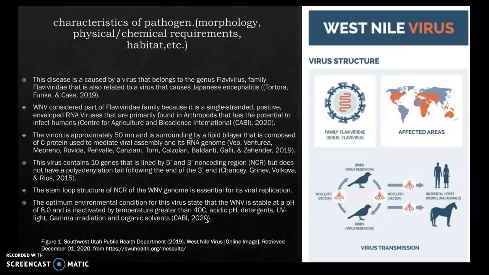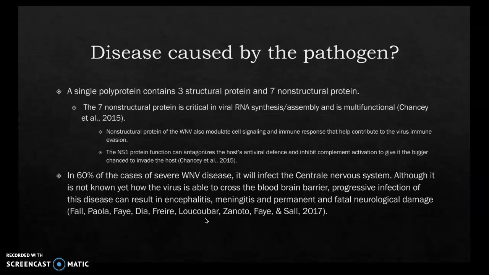The optimal environmental condition for this virus is that the virus is stable at a pH of 8. It is usually inactivated by temperatures greater than 40 Celsius, any acidic pH, any detergent, UV light, gamma irradiation, or organic solvent. So let's go to the next one.